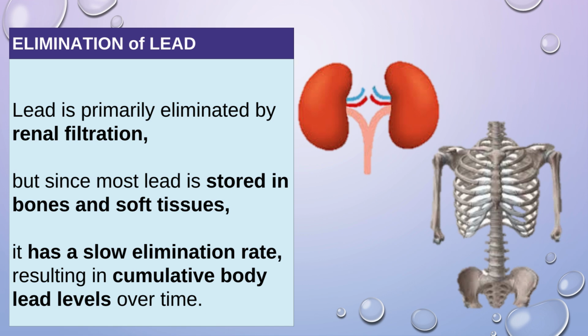So, how is lead eliminated from the body? Lead is primarily eliminated by renal filtration. But since most of it is stored in the bones and in the soft tissue, we can expect a very slow elimination rate over time. And the bad thing is the absorption happens cumulatively over time.